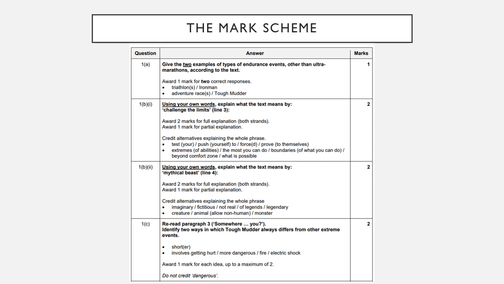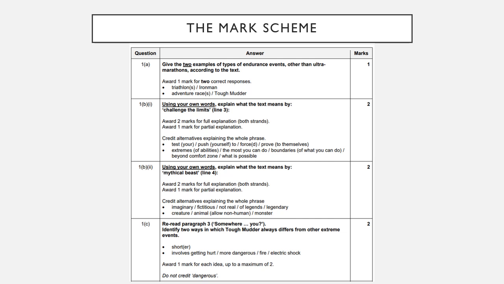Okay, and then for this final one, we wanted something about it being short, would have got us a mark, and then something about getting hurt or the danger, the fire, the electric shock. Okay, so can you see that they're sometimes a bit picky in the mark schemes here? Can you see at the bottom it says do not credit dangerous? So it's got to be something to do with it being more dangerous than the other extreme events, the other ultra endurance events. Just the idea that it's dangerous is not good enough.